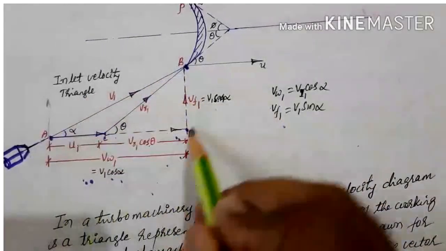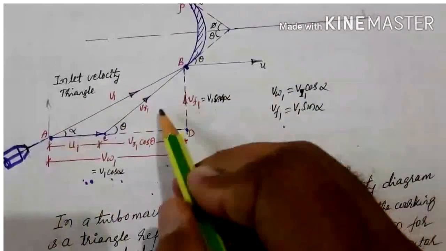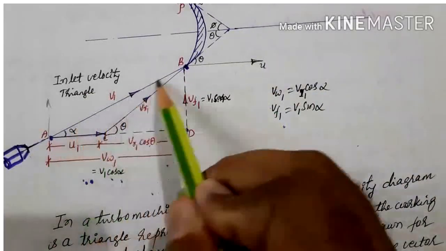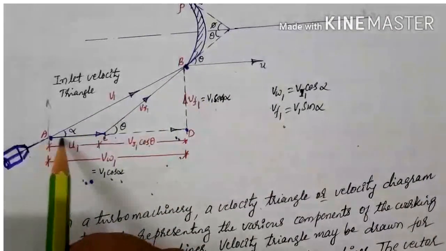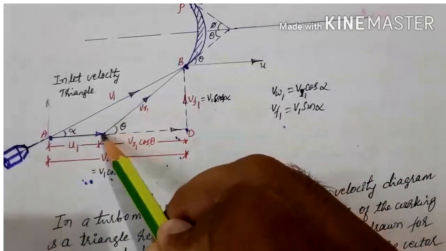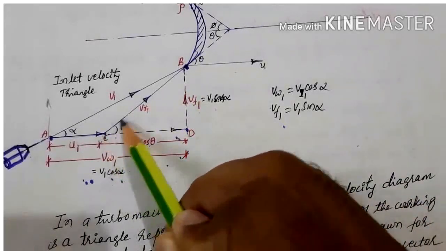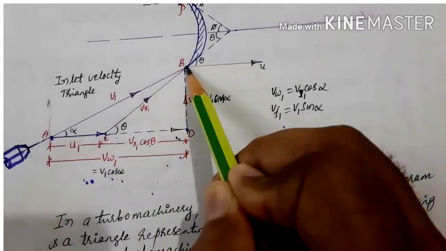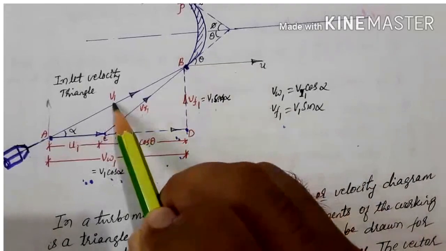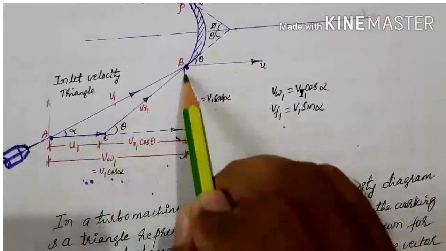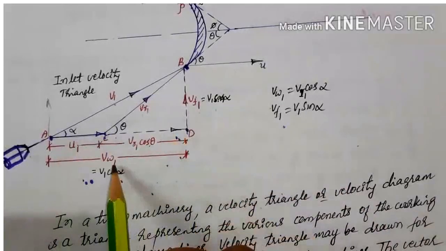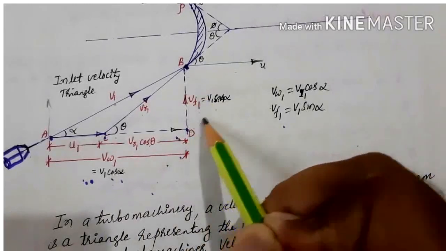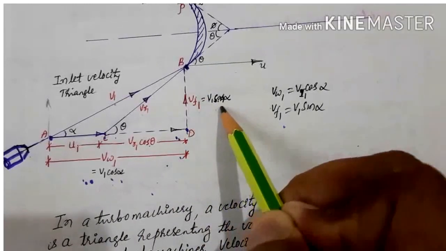This triangle, what does it represent? The inlet velocity triangle completely. So try to understand this one. Initially we have to draw V1, then we draw U1, then join, that is draw a line CB, joining C to B, that represents VR1. Then resolve this V1 in horizontal as well as vertical. The horizontal component represents the whirl velocity VW, that is V1 cos alpha. The vertical component represents the flow velocity, that is V1 sin alpha.